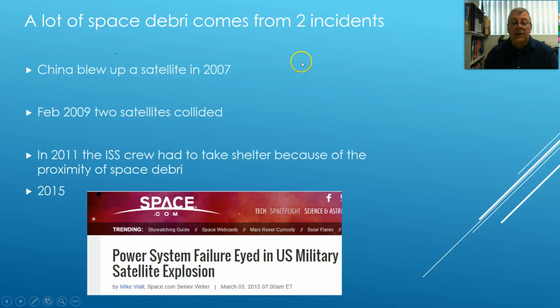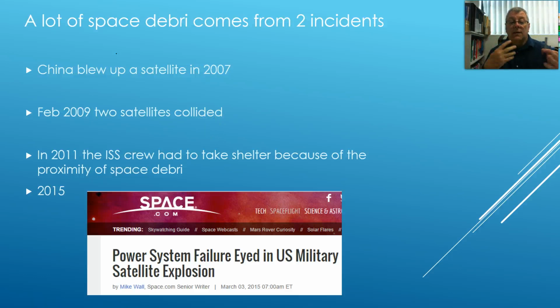Now, a lot of the debris comes from a number of incidents. In 2007, China blew up one of its satellites just to prove that it had missiles that could blow up satellites, sort of a defensive thing, because remember, some of the satellites up there are top secret military ones from different countries, and not all countries are happy that they're being spied on by other countries' satellites. So China just showed that it could blow up a satellite. But it was a very reckless thing, because it made a huge amount of debris that is now impacting on everybody's satellites, including China's. In February 2009, 2 satellites collided.